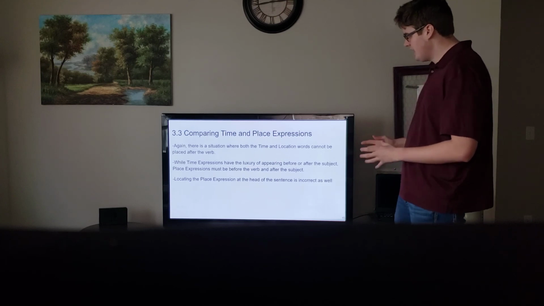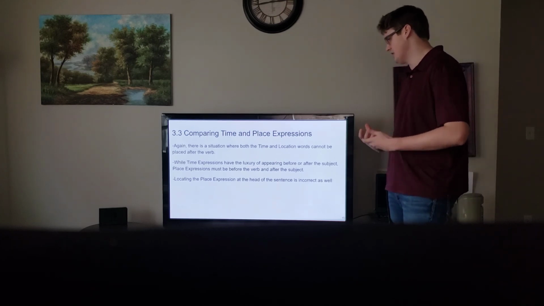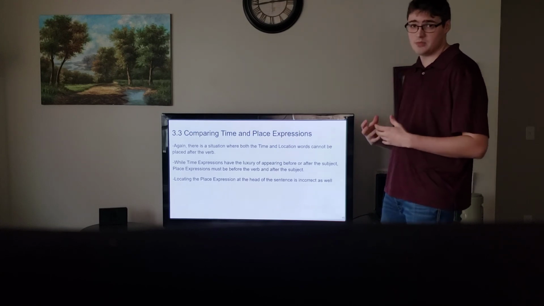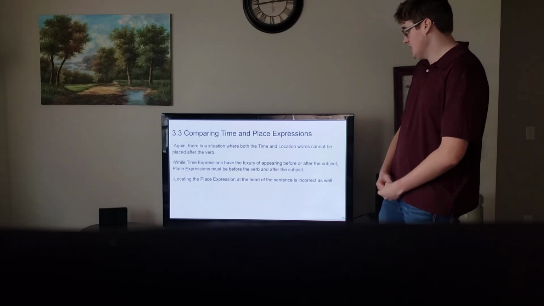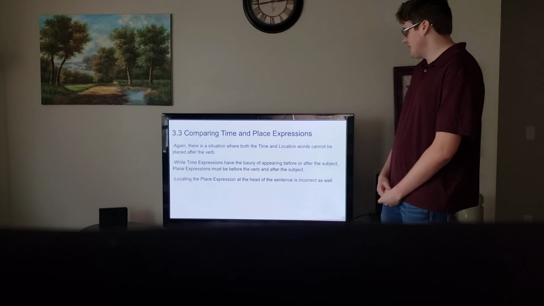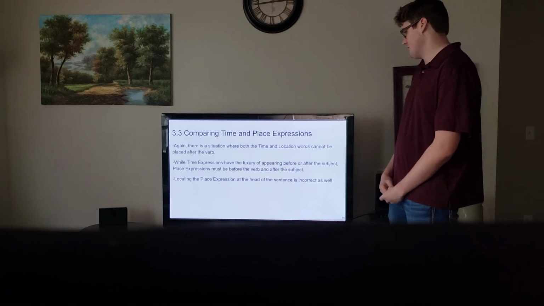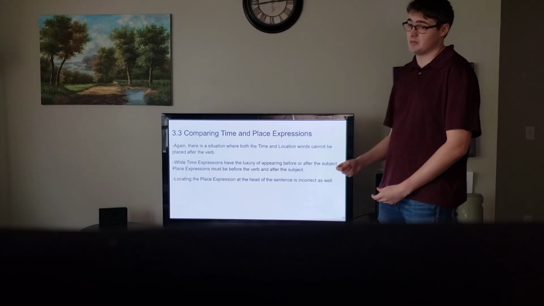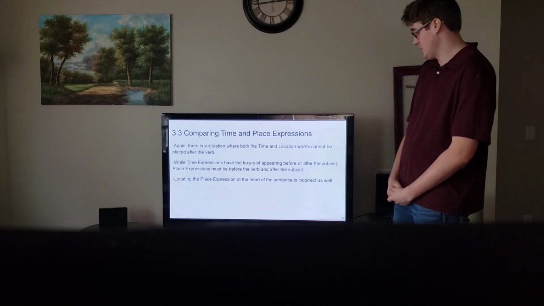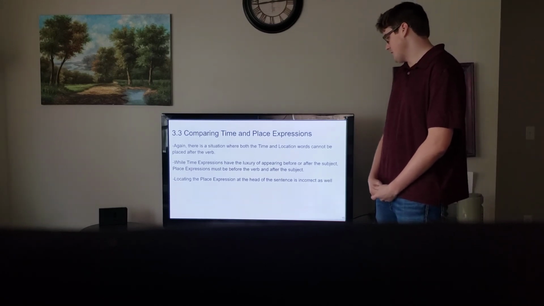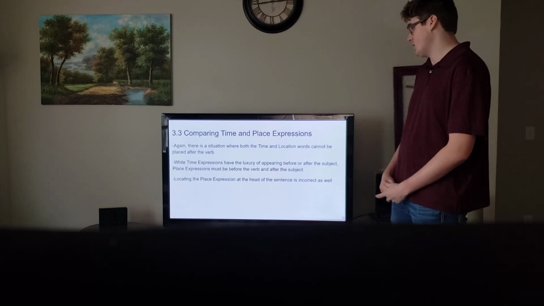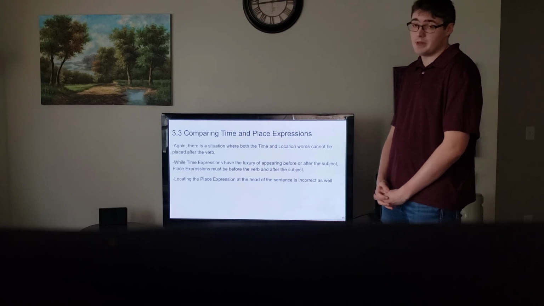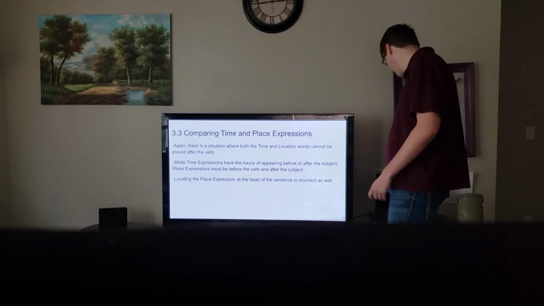So, again, there's this situation that occurs where both the time and location words cannot be placed after the verb in Mandarin Chinese. While time expressions have the luxury of appearing before or after the subject, place expressions must be before the verb and after the subject in Mandarin Chinese. Locating a place expression at the head of the sentence is also incorrect as well. There will be no head placement at all.